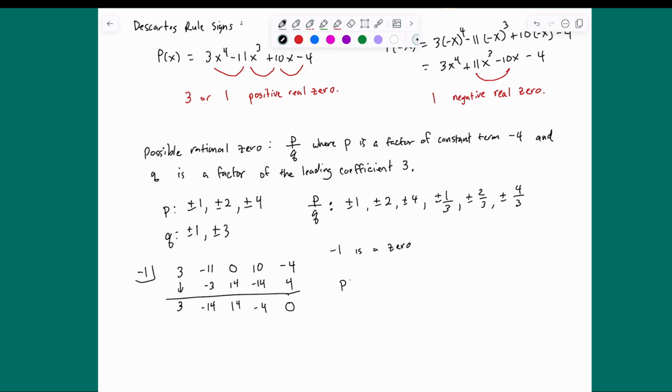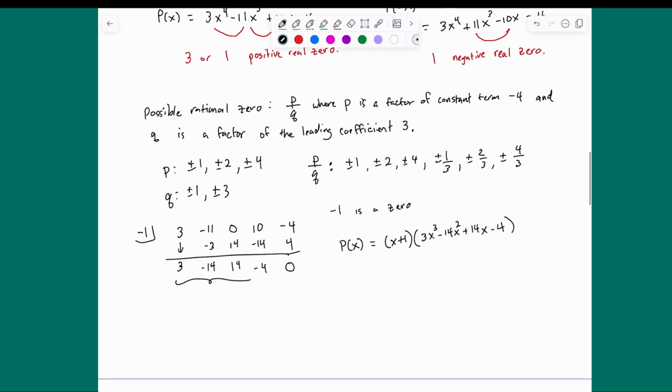p of x now factors as x plus 1 times the quotient. Okay, in other words, in this case, it would be 3x cubed minus 14x squared plus 14x minus 4. So we actually found the one negative real zero, which happens to be a rational number, -1.